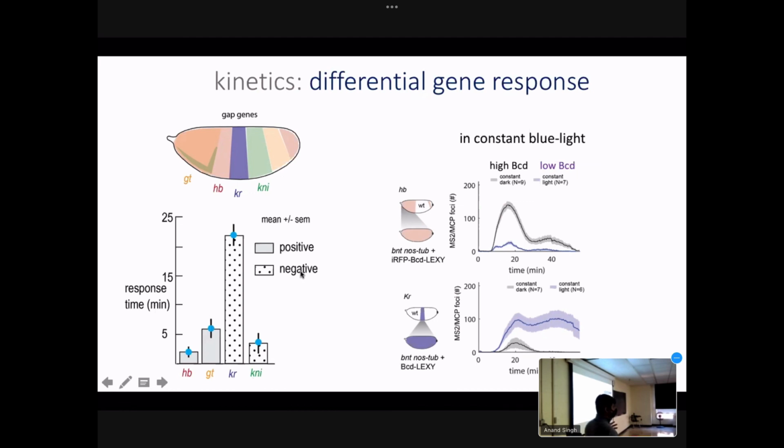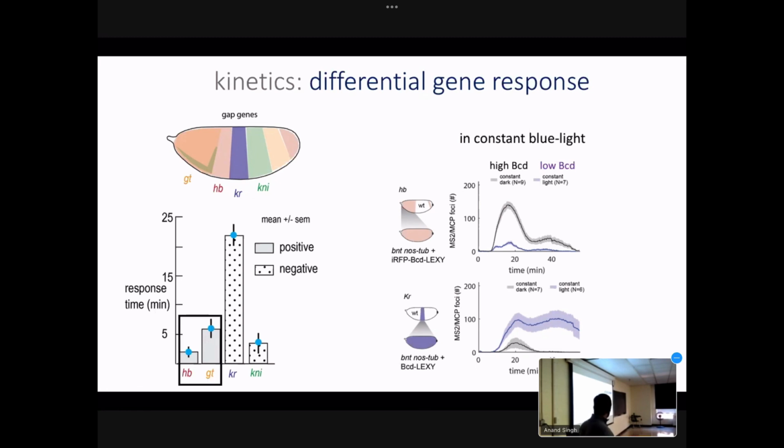And what I told you earlier, everybody thought Bicoid works as an activator for everything. But here, in these very simple perturbation experiments, we see that it works as an activator as well as a repressor, depending upon the gene. So let's quickly go through these two.